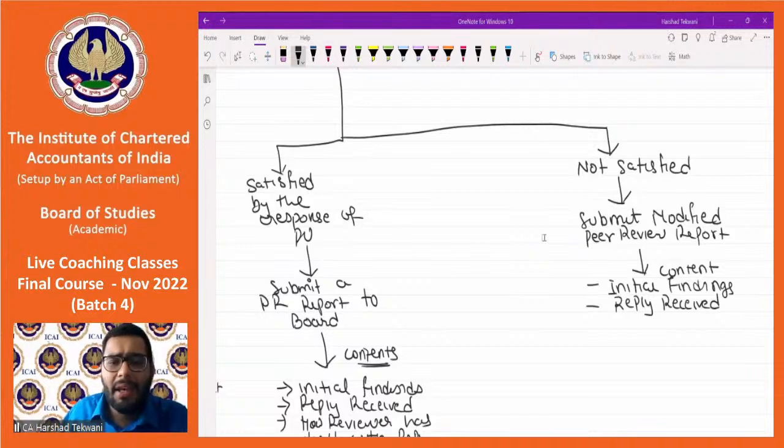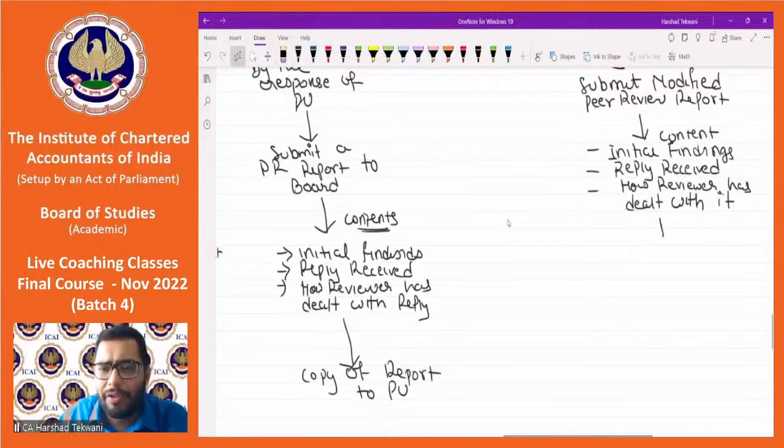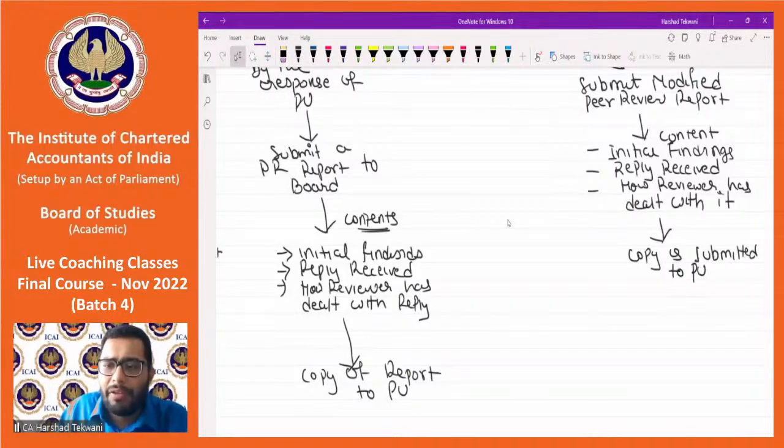And again, the same: how the reviewer has dealt with it. And again, a copy is required to be submitted to the practice unit. That is in case of a modified report. But in case of a modified report, this doesn't stop here. In case of a modified report, the board will order a follow-on review.